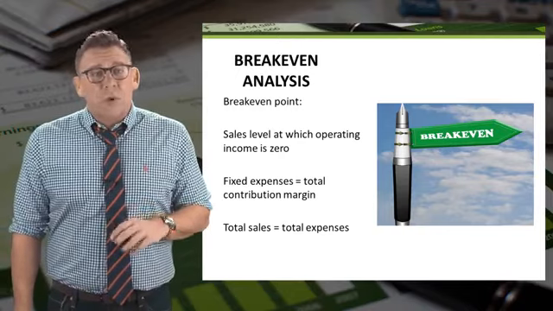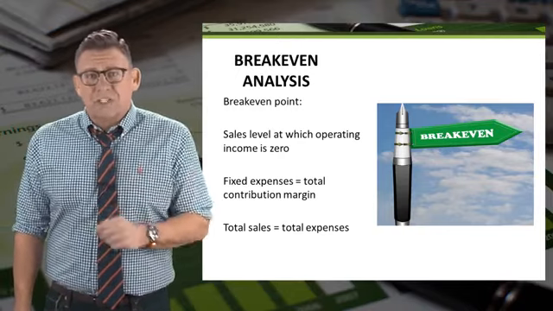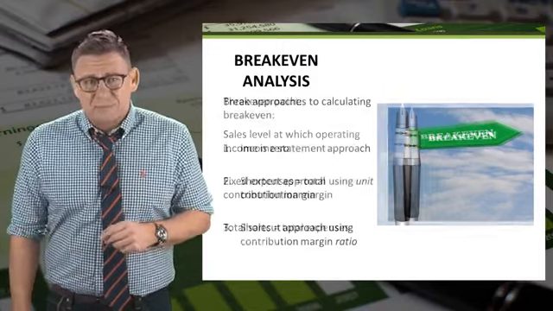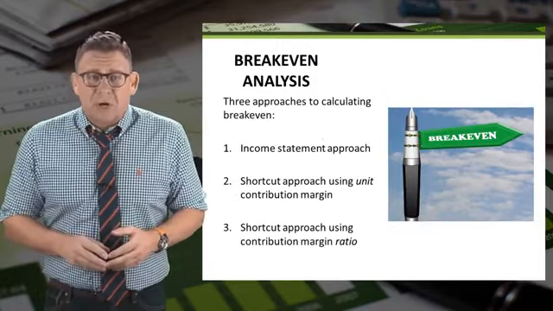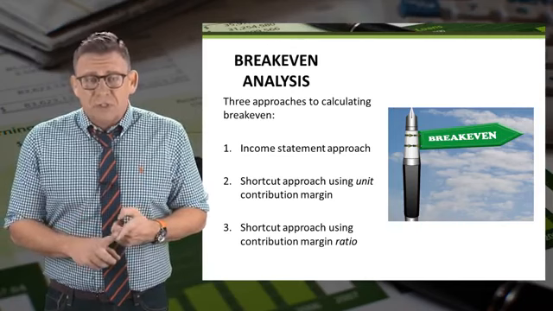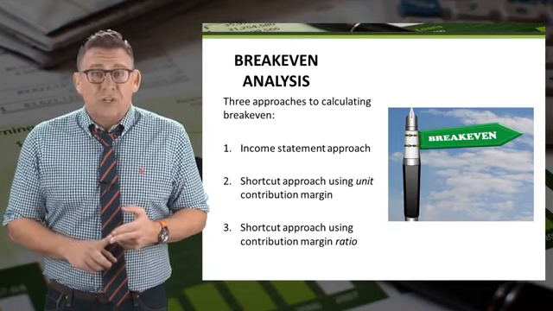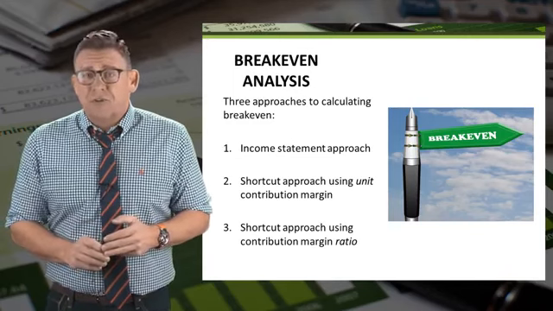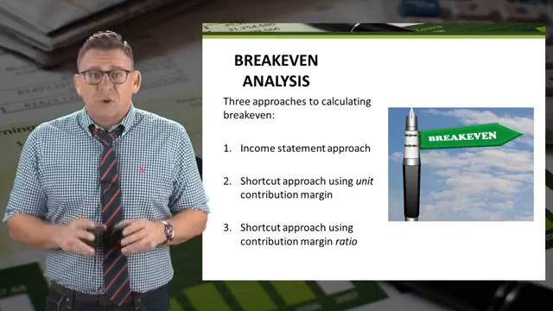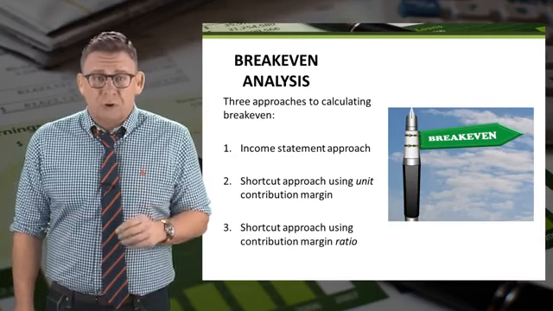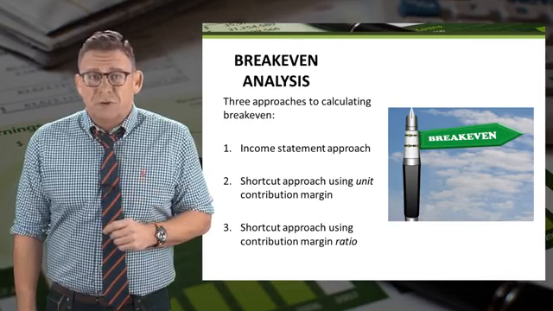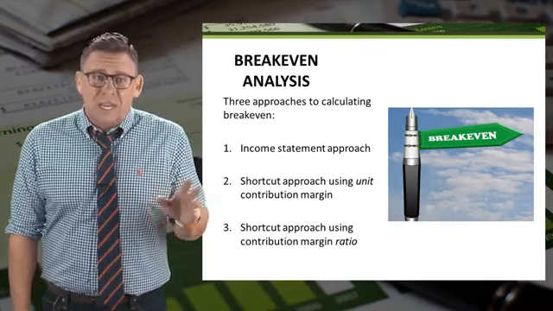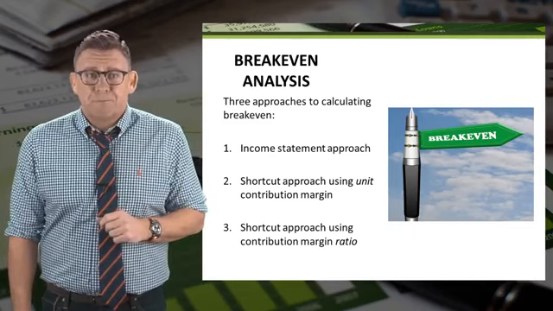Another way to think about it is when contribution margin equals our fixed costs, or that total revenues equal total expenses. There are three approaches to calculating break-even: the income statement approach, a shortcut approach using unit contribution margin, and a shortcut approach using contribution margin ratio. This short video will focus on the shortcut approach using unit contribution margin, and it is a much better way to do break-even analysis than the income statement approach you learned earlier.